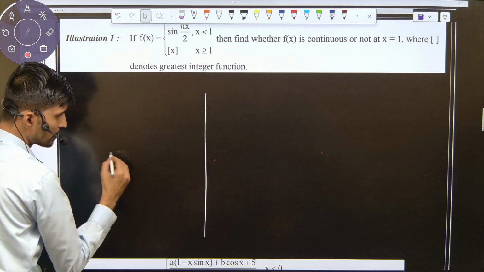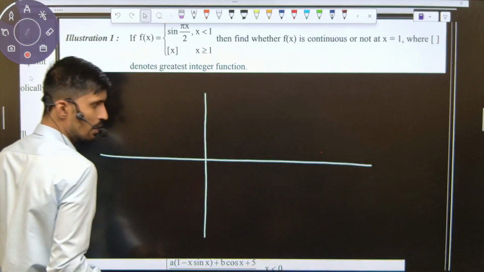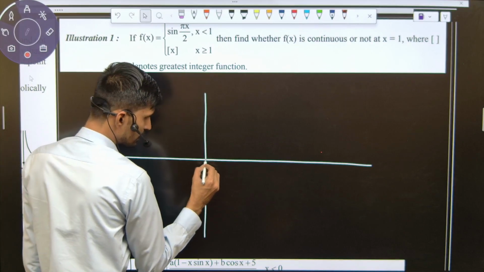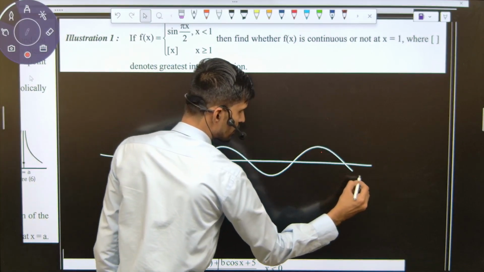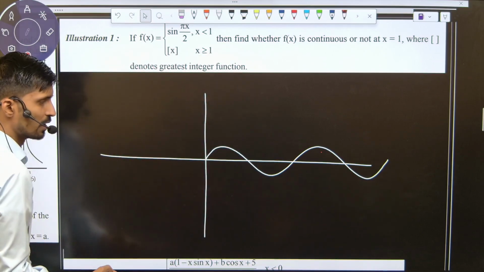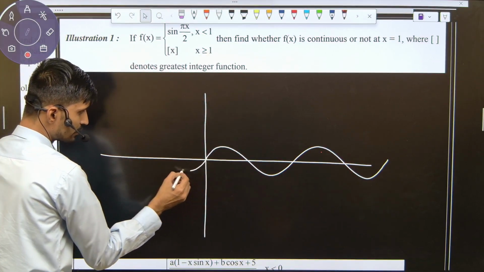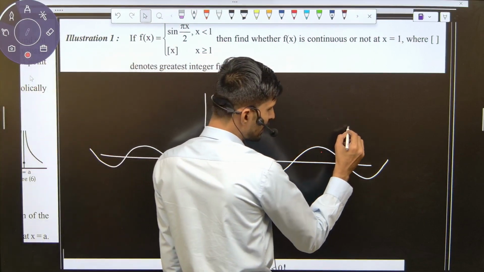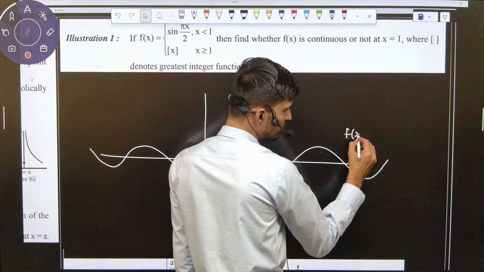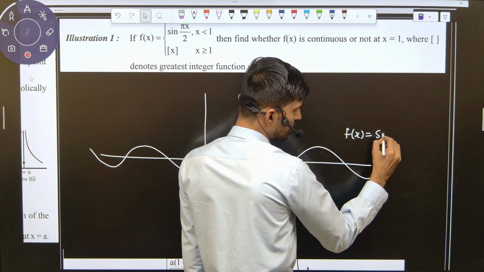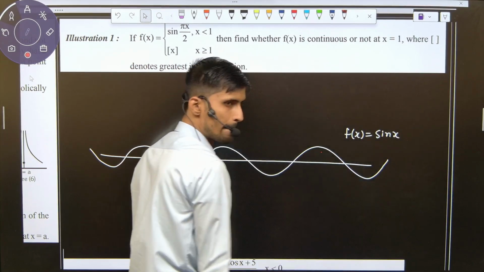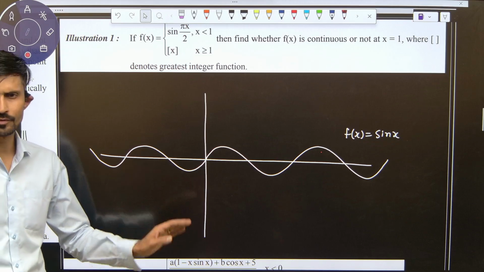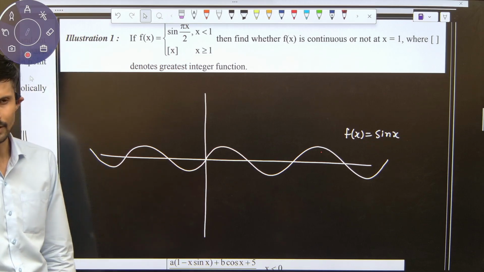Simply, x-axis, y-axis. This is our graph. This graph I am simply writing f of x is equal to sin x. As you know, this graph, f(x) is equal to sin x.